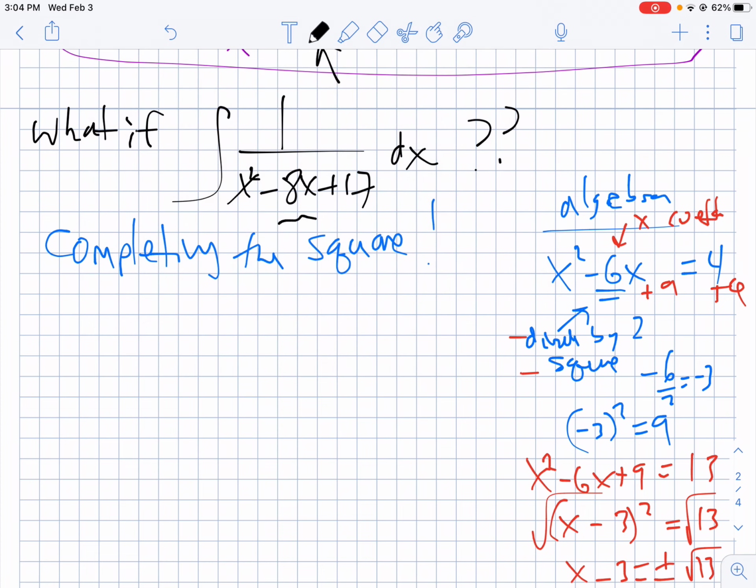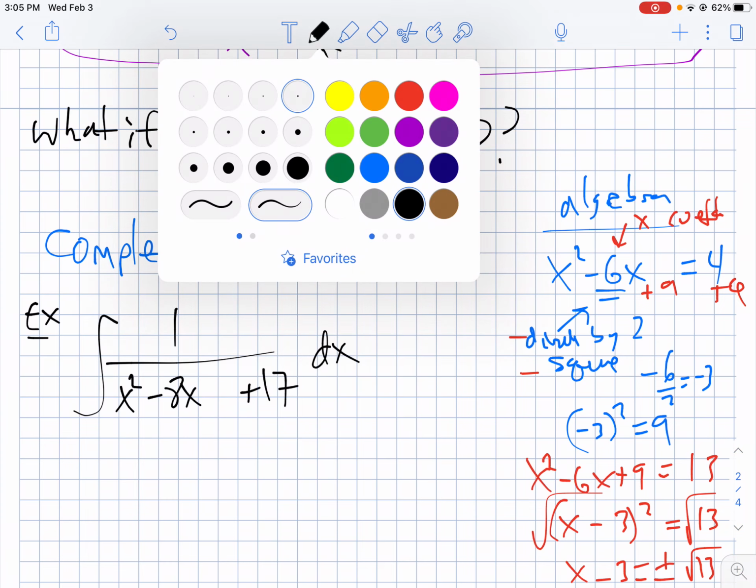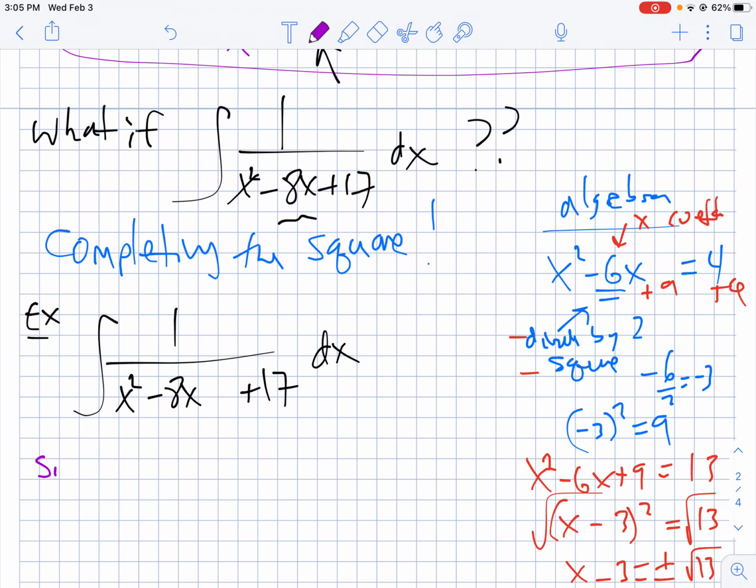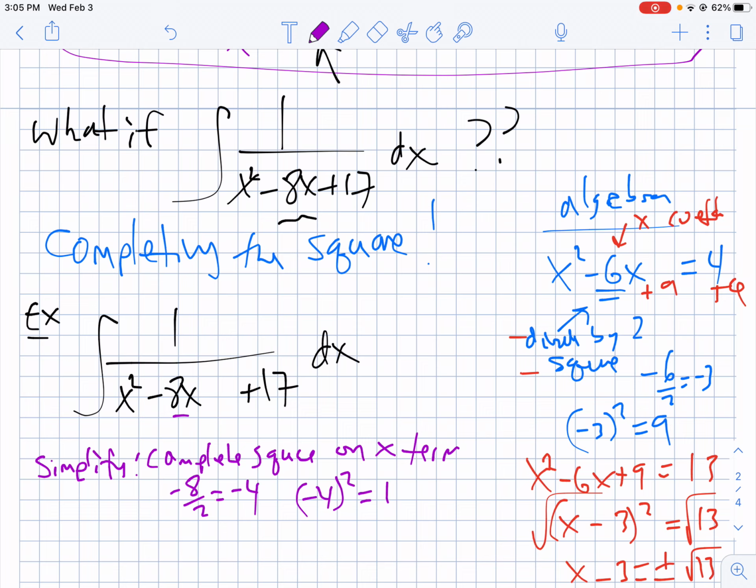So let's go back and take a look at this example. We are integrating 1 divided by x squared minus 8x plus 17. What you're going to do, again, is try to simplify this. The first step is to complete the square on the x term. So we look at this. This is an 8. So 8 over 2, it doesn't matter, you're going to square it anyway, is negative 4. And then, of course, if you square that, you get 16.